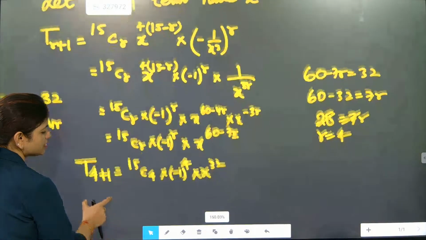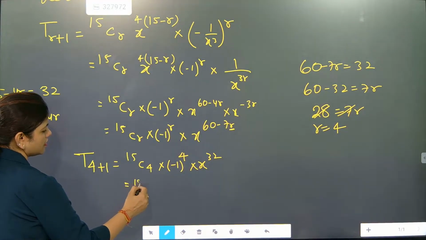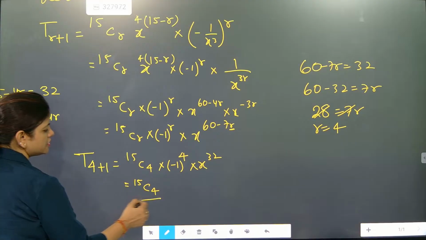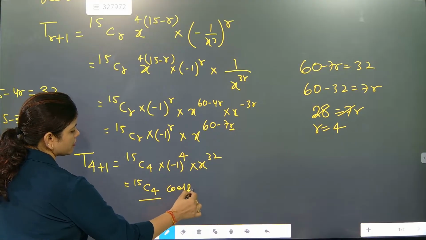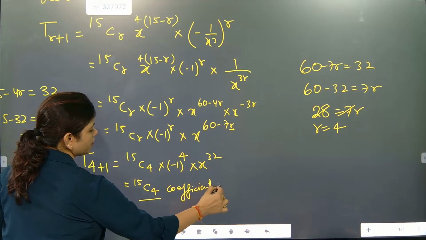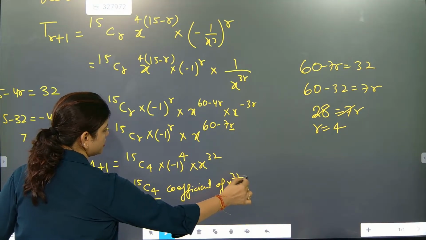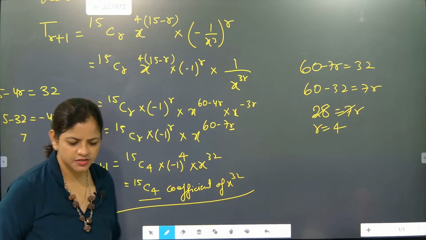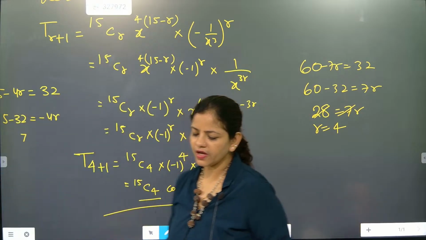The option will come as 15C4. This is the coefficient of x to the power 32. Yes, so this is exactly the way we are going to solve.